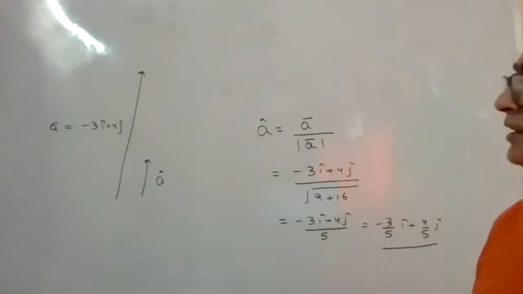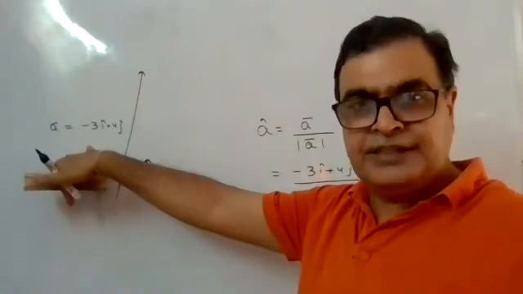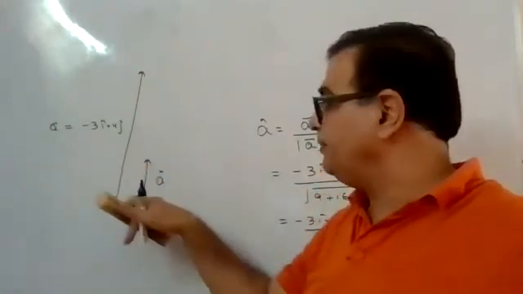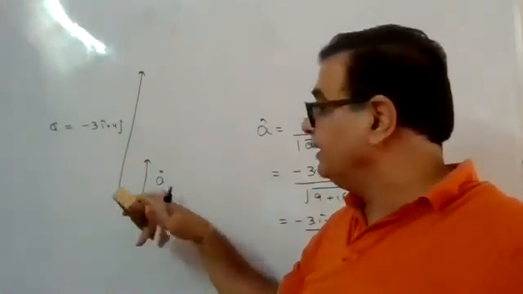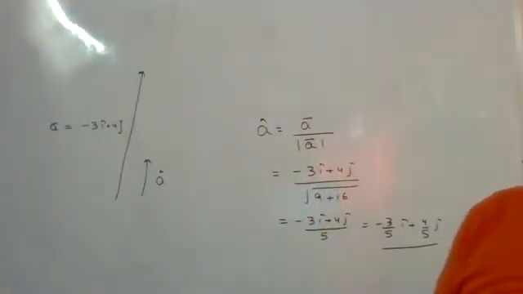Is this clear? They are asking a unit vector parallel to it. Parallel to it means इसी की direction होनी चाहिए. तो इसकी direction में unit vector चाहिए means A cap चाहिए. A cap is vector divided by its magnitude, so we have calculated.